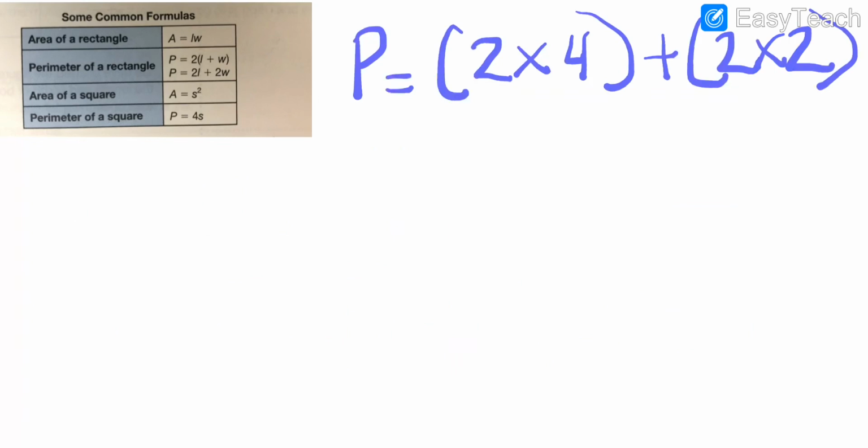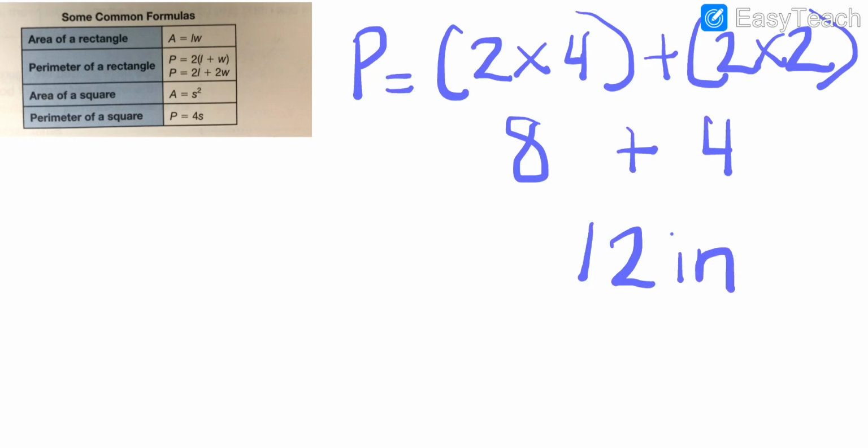All right, so I'll start off by solving the multiplication that is in the parentheses. So my first one is 2 times 4, which is 8. Bring down my addition symbol. And then 2 times 2, which is 4. And then I'm going to add 8 plus 4. 8 plus 4 is 12. So my perimeter would be 12 inches.